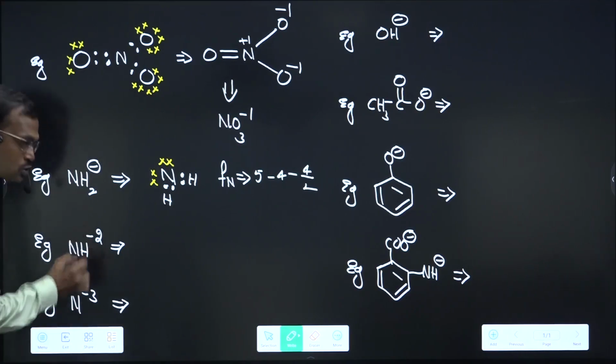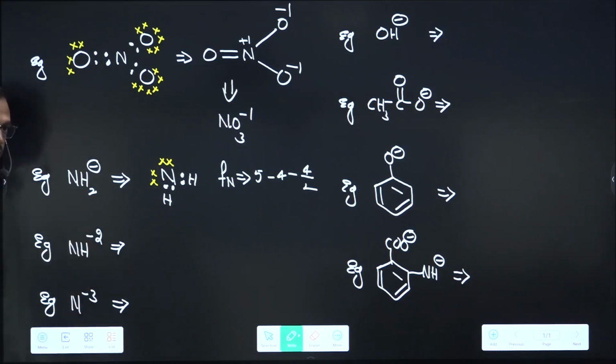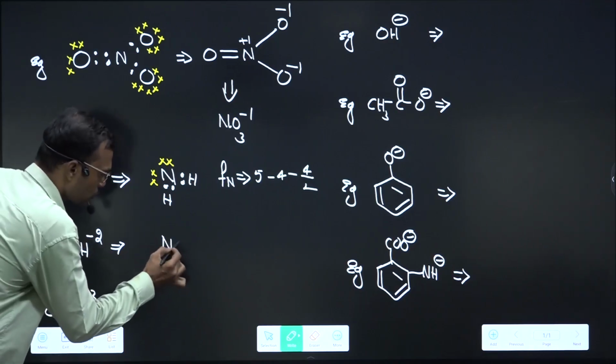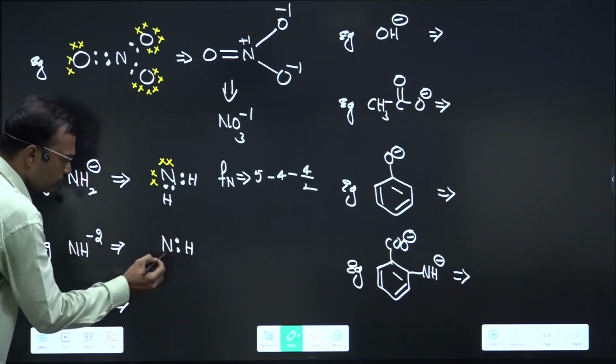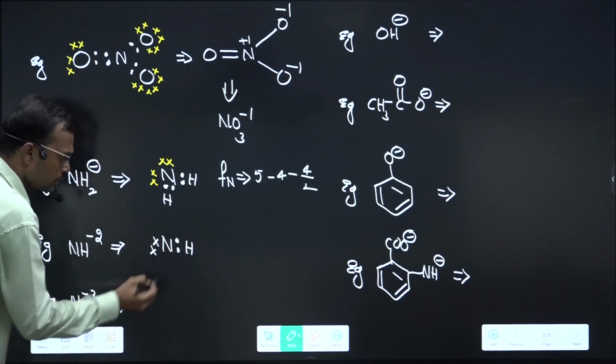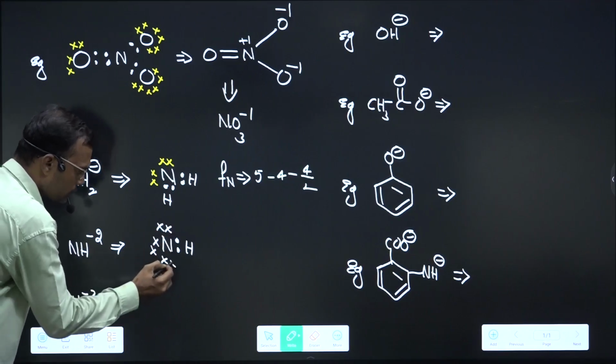Now, will you write this? In NH minus 2, how many lone pairs are present? How many lone pairs? 3 lone pairs. So, nitrogen has 1 lone pair, 1 bond pair with hydrogen, and here already 1 lone pair is present, and here 1 extra, here 1 more extra.